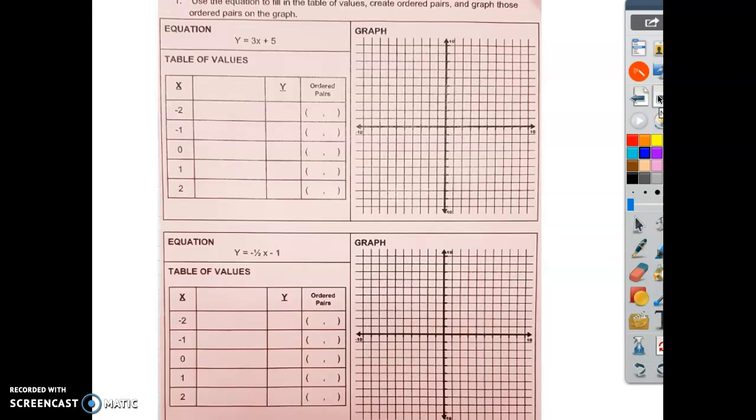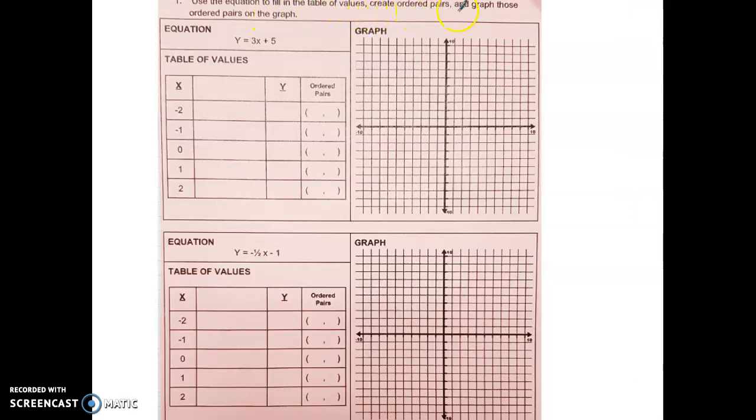And then on to page 43. What you're going to do is use the equation to fill in the table of values, then create ordered pairs and graph those ordered pairs on the graph. So we have the equation y is equal to 3x plus 5. We're going to put that in the center box, and we have our various x's, and we have to find our y's to get our ordered pairs x comma y. Because remember, ordered pairs are always x comma y.